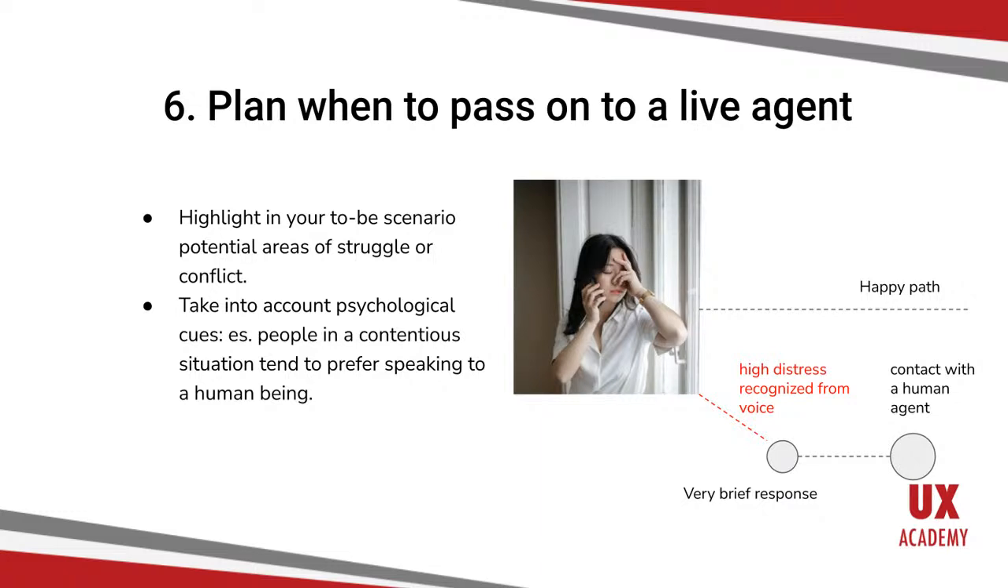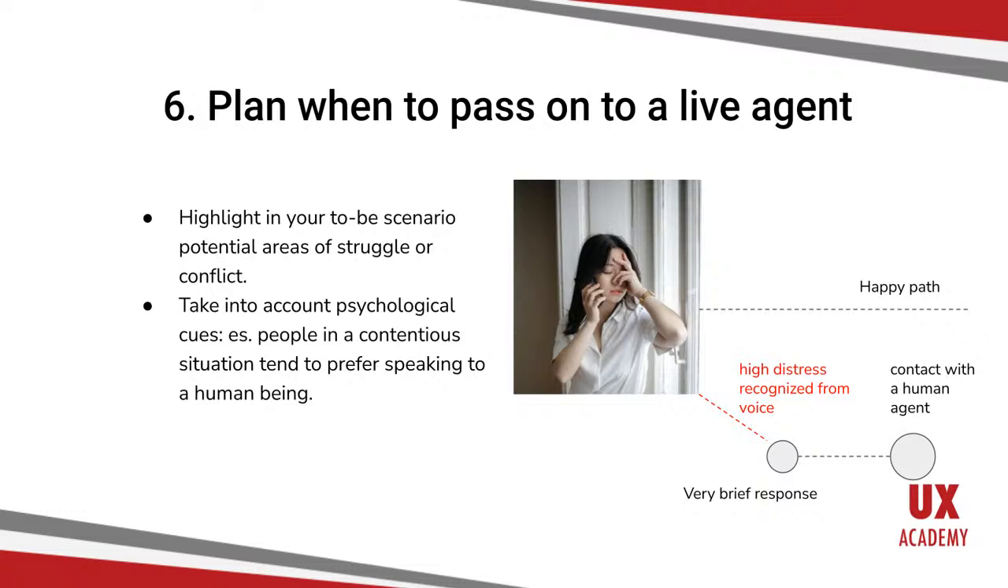When planning to pass to a live agent, I was blown away by the fact that there's been research showing that when we experience a violent emotion, that could be anger, irritation, or we are upset, or in a situation of conflict, when we are speaking with an agent, we want to speak to a human being. So when we are quarreling, when we are in a conflict, we really would like to do that with a person rather than with a machine.